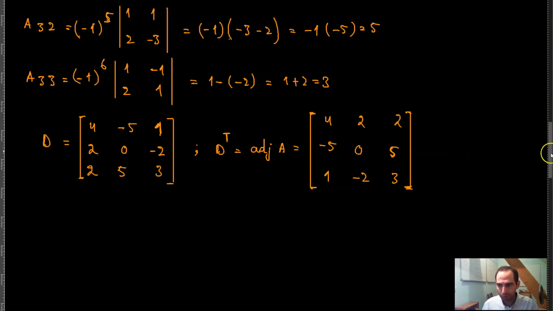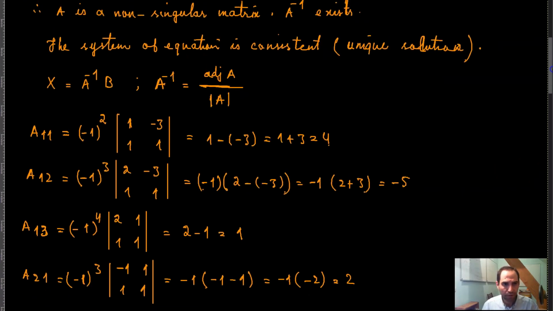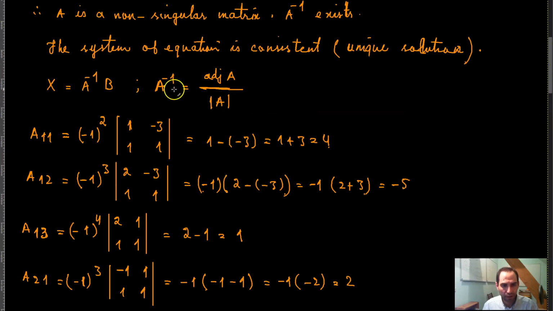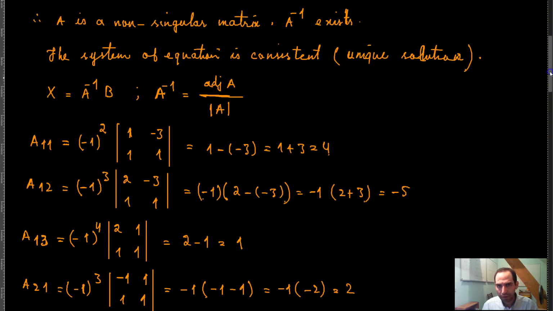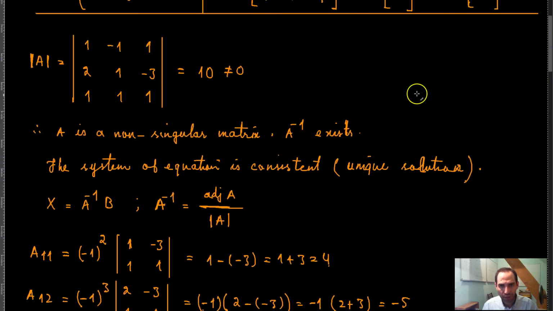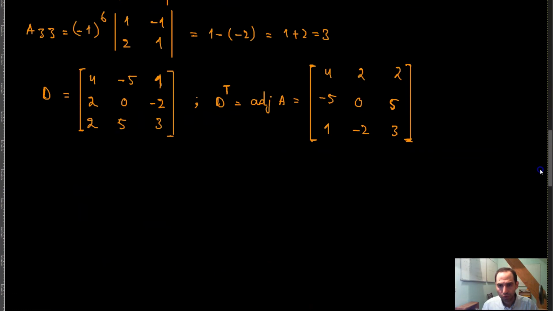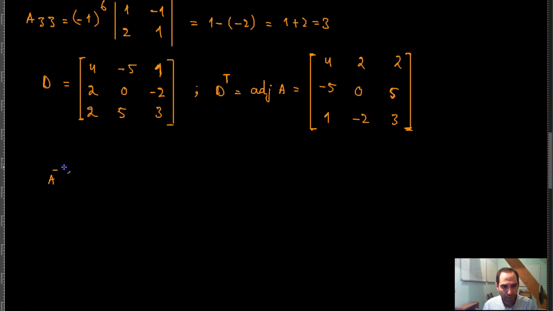Now we wanted to calculate A inverse, and A inverse is adjoint A by determinant A. Determinant A is equal to 10, right? So therefore A inverse is equal to 1/10 times this matrix, which is 4, 2, 2, negative 5, 0, 5, and 1, negative 2, and 3.